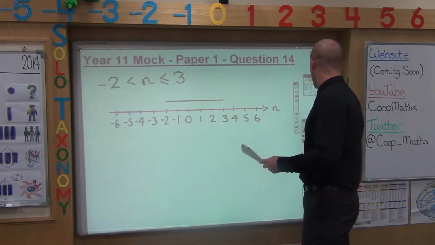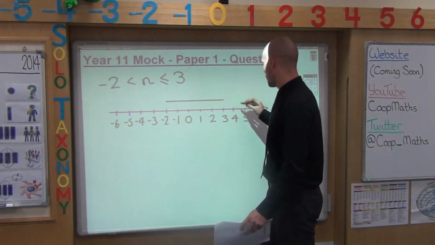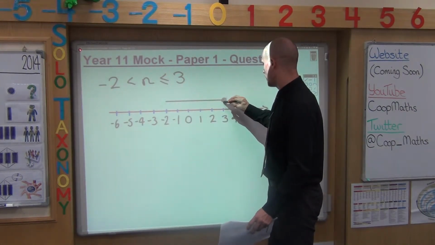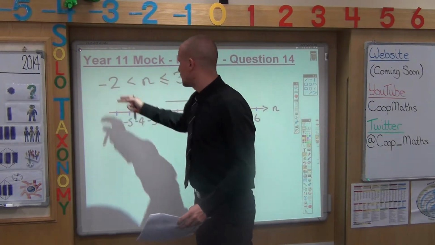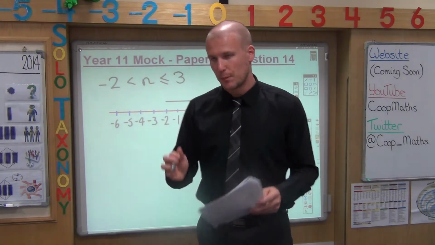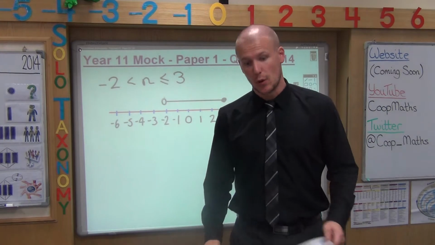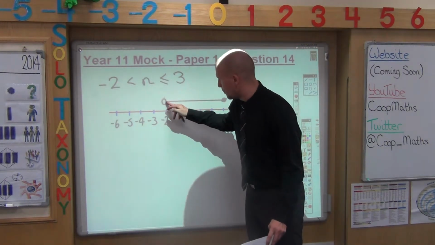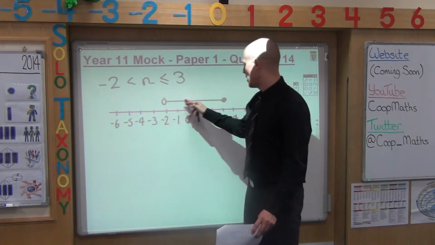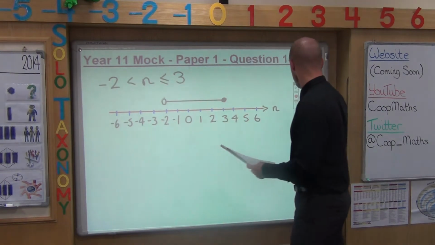When you are allowed to have that number, so in this case, n can be 3, you have a solid dot, okay? But because n isn't allowed to be minus 2, it's kind of everything up to it, you have an empty dot, okay? So that tells you that n is allowed to be everything above minus 2 but not including it, up to 3 and including it. Okay? That's part A.